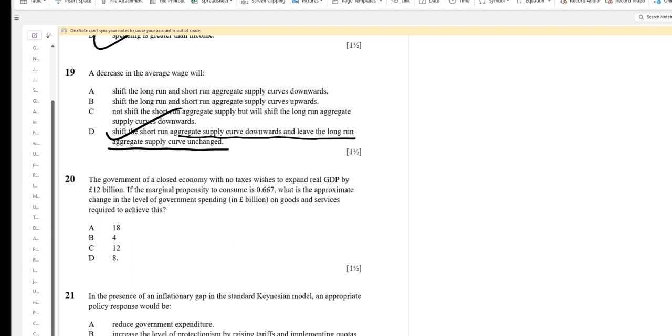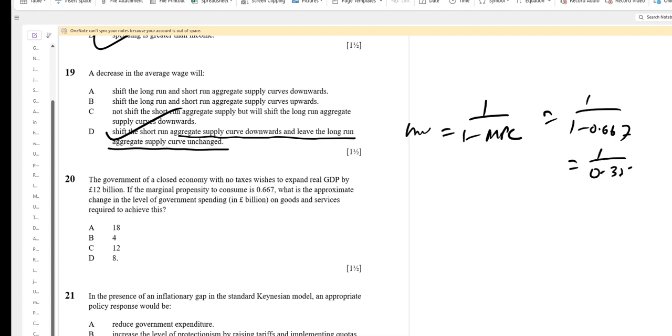Now the government is a closed economy with no taxes. So in this case, we need to calculate the multiplier effect. Multiplier is 1 by 1 minus MPC. M is marginal propensity to consume. Government wants to expand by 12 billion and the marginal propensity is 0.667. So 1 by 1 minus 0.667. So this is 1.033, so this is only 3. This means that a £1 increase in government spending will increase real GDP by 3 pounds.